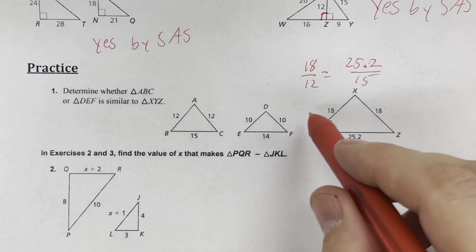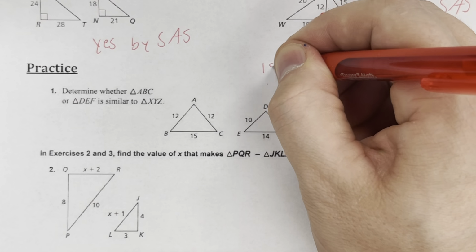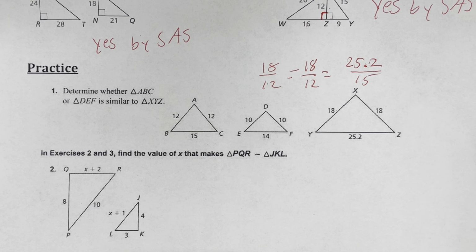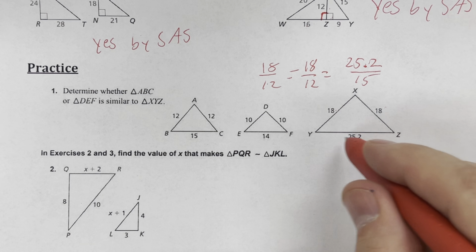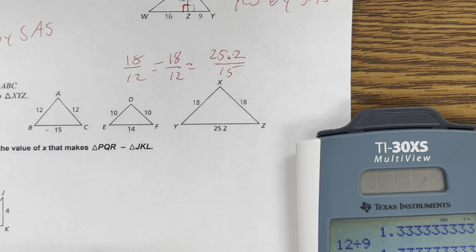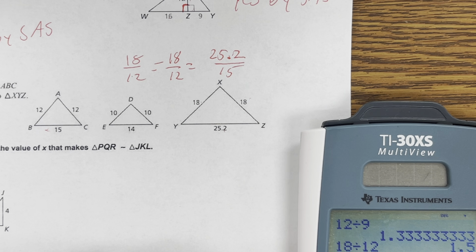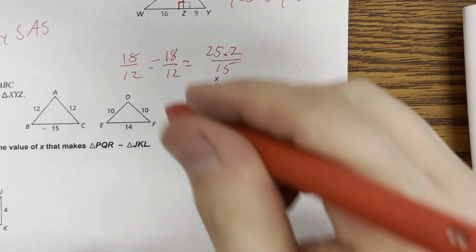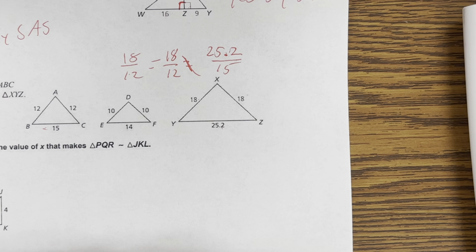I don't need to put the other 18 over 12. Well, we'll put that in anyway. 18 over 12 had two congruent sides, so I'm checking here to here first. And let's see what we get. So 18 divide 12 is 1.5. And 25.2 divided by 15 is not 1.5, so those are not equal, so those are not similar.